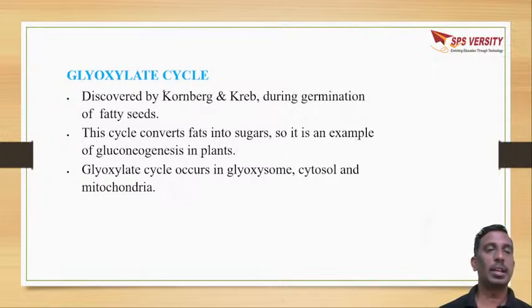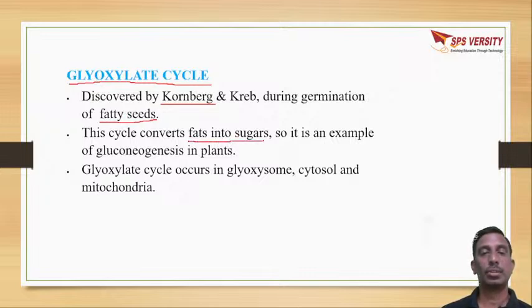Next हम देखेंगे glyoxylate cycle, which was discovered by Kornberg during germination of fatty seeds. इसमें क्या होता है? So during germination of seed, fats are converted into sugars. एक pathway, gluconeogenesis. And this occurs in glycosome, cytosol and mitochondria.